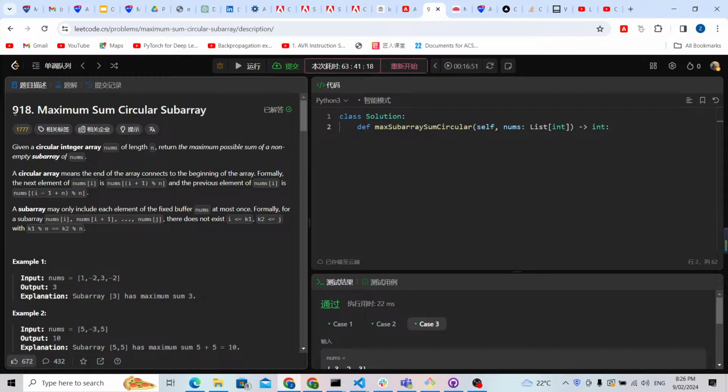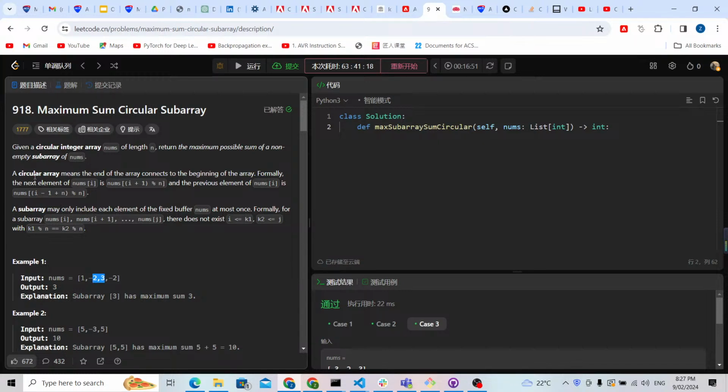Subarray. Yeah, so from the title it's easy to understand. So let's try to understand the problem first. We are given a circular integer array nums of length n. Return the maximum possible sum of a non-empty subarray of nums. Yeah, we need to return a subarray of nums. It cannot be none. It must have some element inside the subarray.